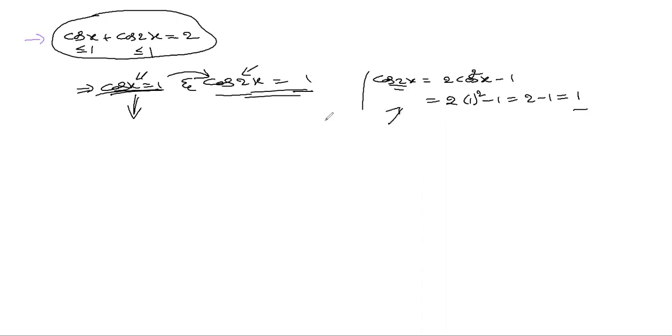We can see this. So we have to solve cos x equals 1. That implies, clearly you can see, when it is 1, x will be even multiples of 180, that is 2n pi, n belongs to integers.